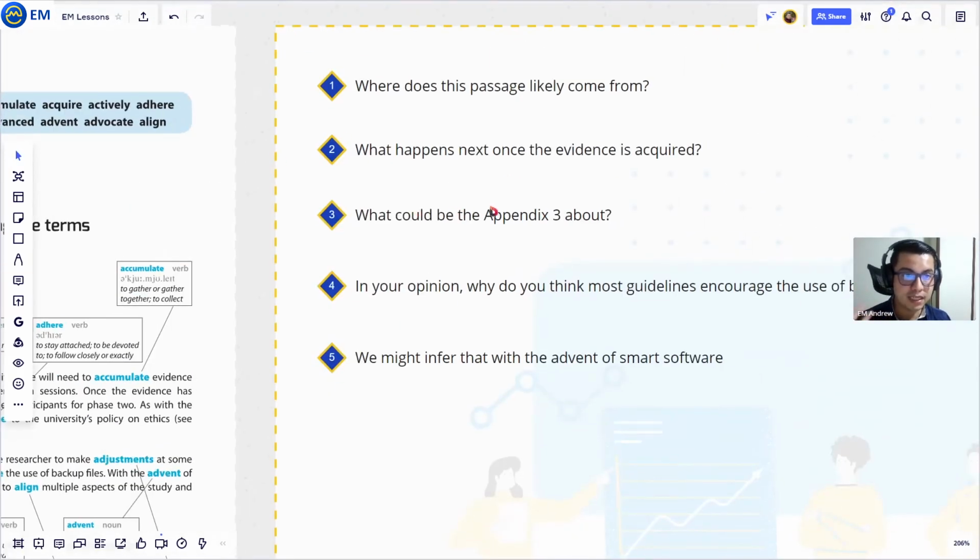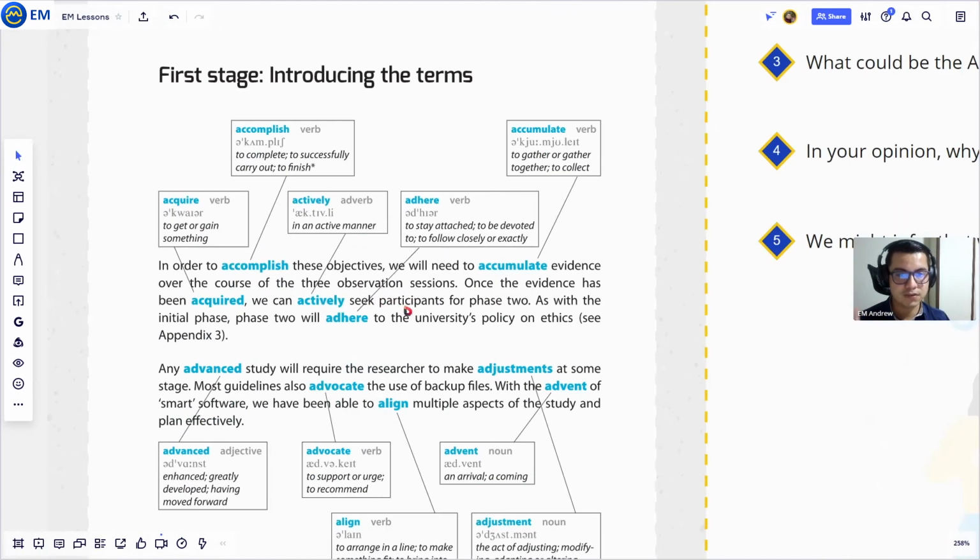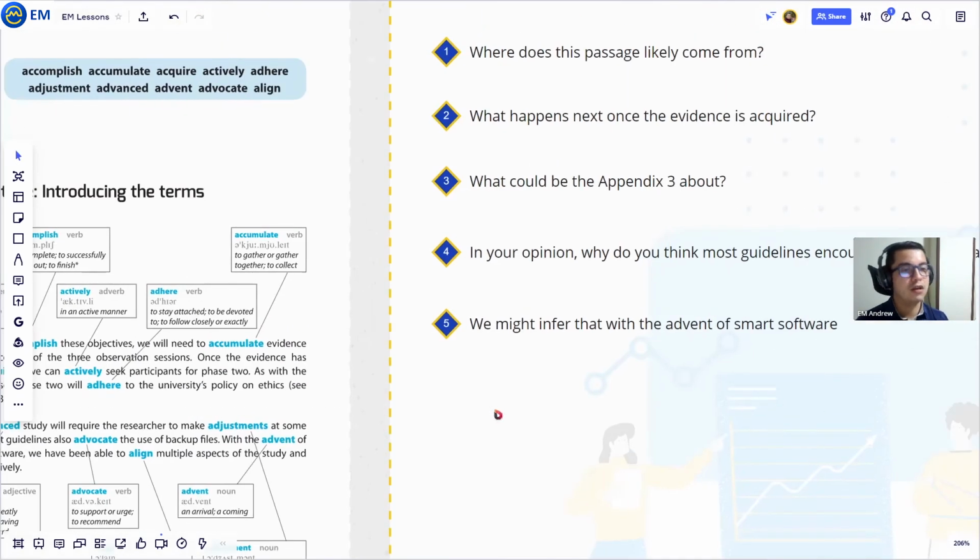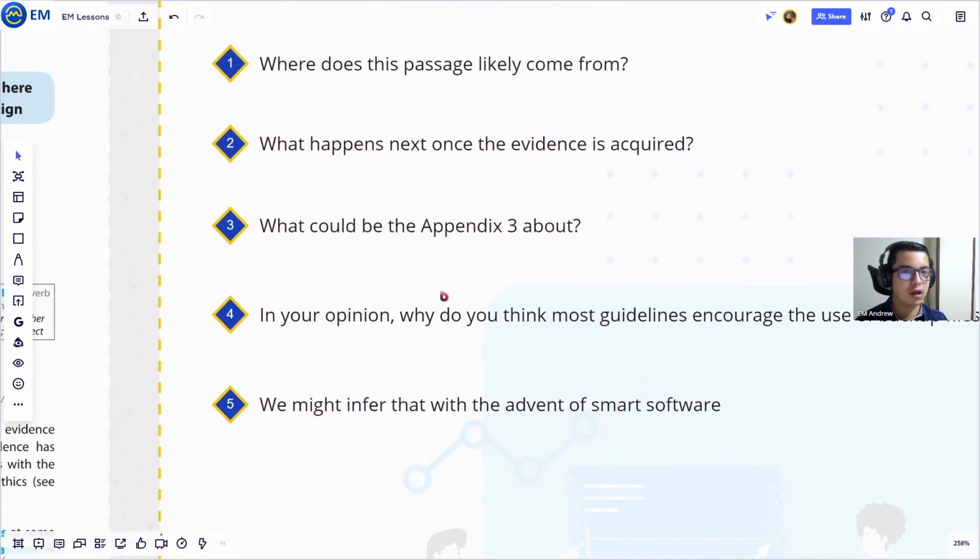For the second, what happens next once the evidence is acquired? So they are telling us over here that basically once they have that ready, they will be able to actively seek participants for phase 2. This also is making us think that probably they have maybe volunteers or participants. I guess we can understand as people that are going to participate and collaborate with the research that is going to happen in phase 2. Definitely then we can say that they are just finishing phase 1.